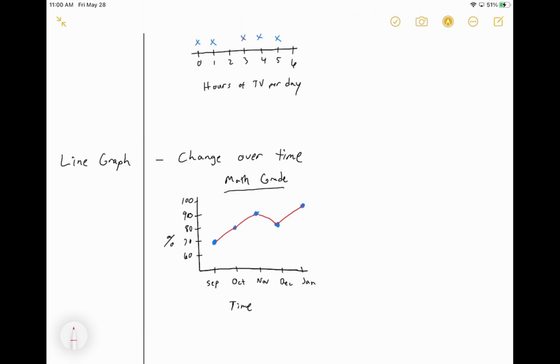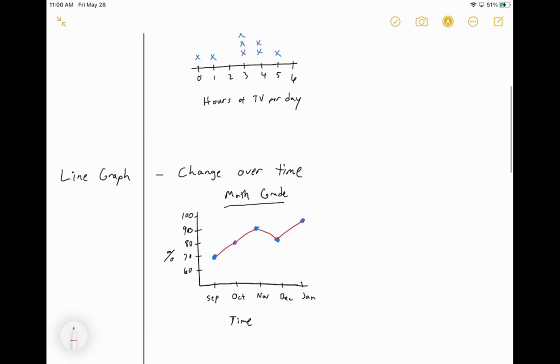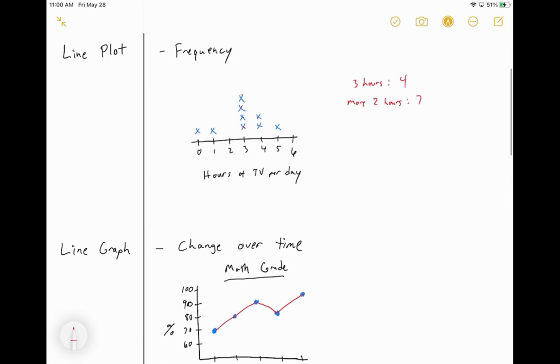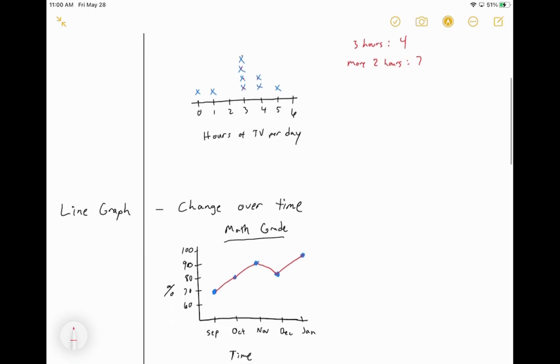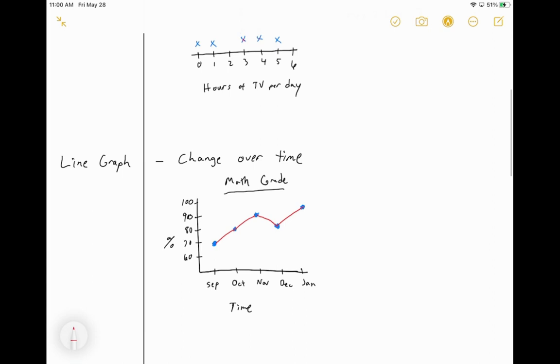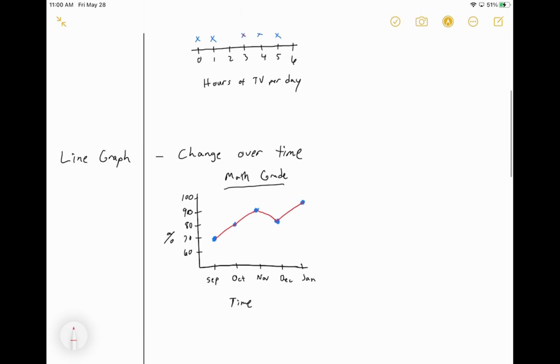So these are two different graphs. They do very different things. I can't do change over time with a line plot, but I can show how many people watch TV or different frequency things. For the line graph, I can't show how frequently things happened, but I can see how things changed over time. So these are just two of the graphs that we're going to go over. There's lots of other graphs, but we'll just stop there for now.